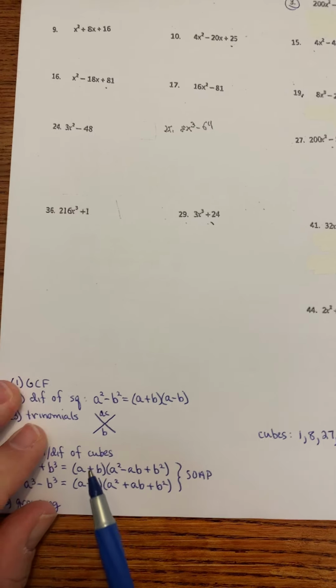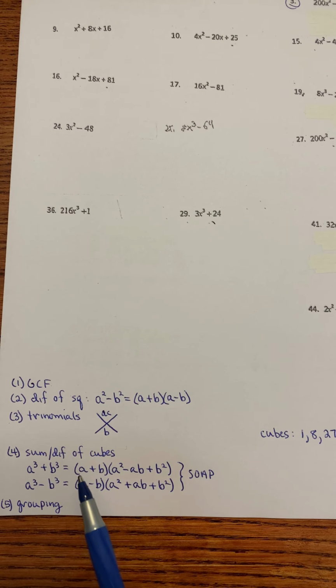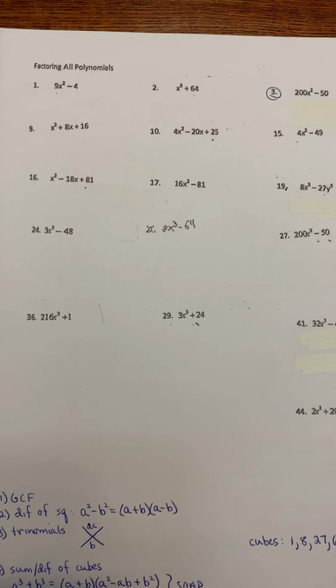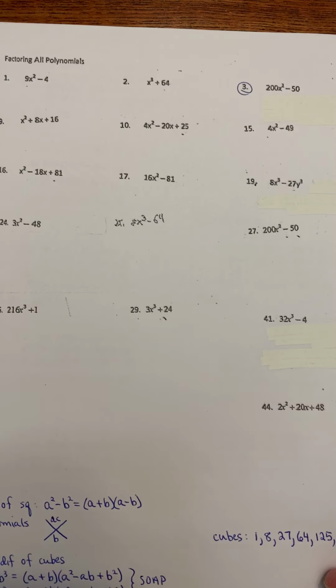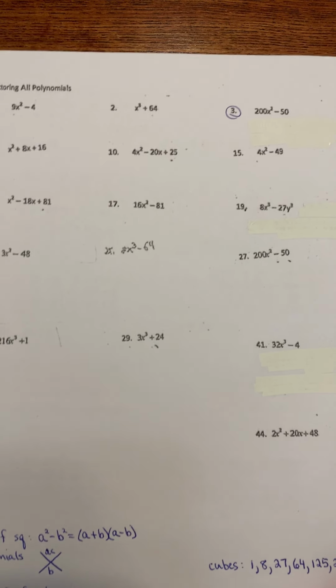The new method we learned the other day, sum and difference of cubes. We have a plus or a minus. Remember your SOAP, which stands for same, opposite, always positive, and that just refers to the signs. Then the grouping that you should have learned earlier today. I don't see any grouping on here. It's all right, just watch for them. But number 1, always look for the GCF.